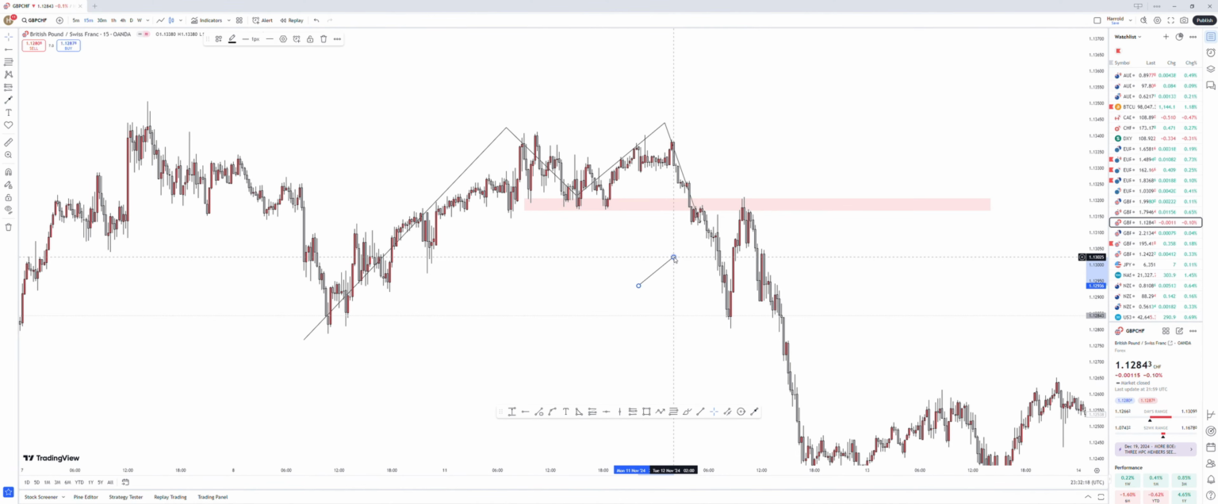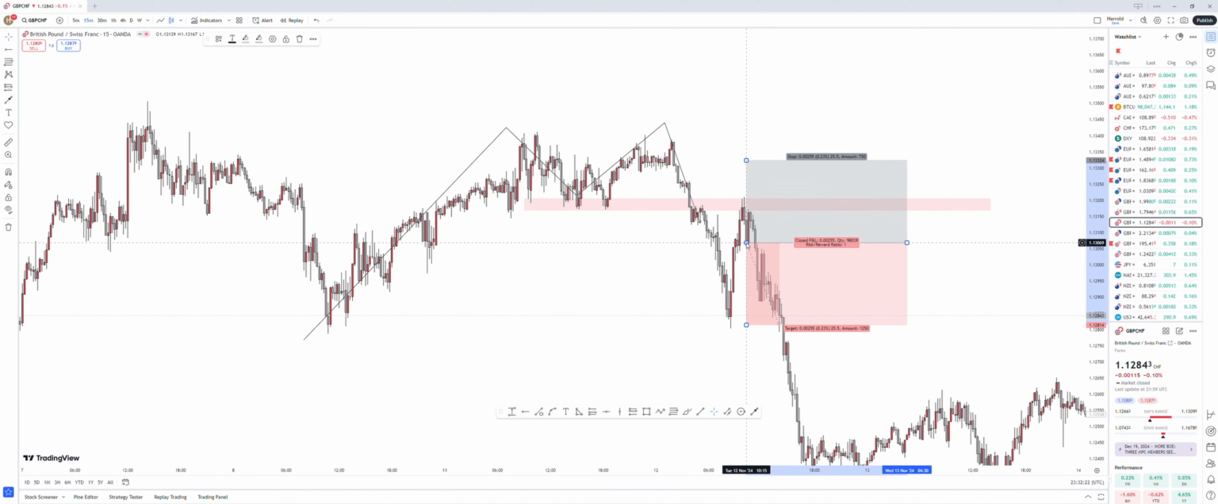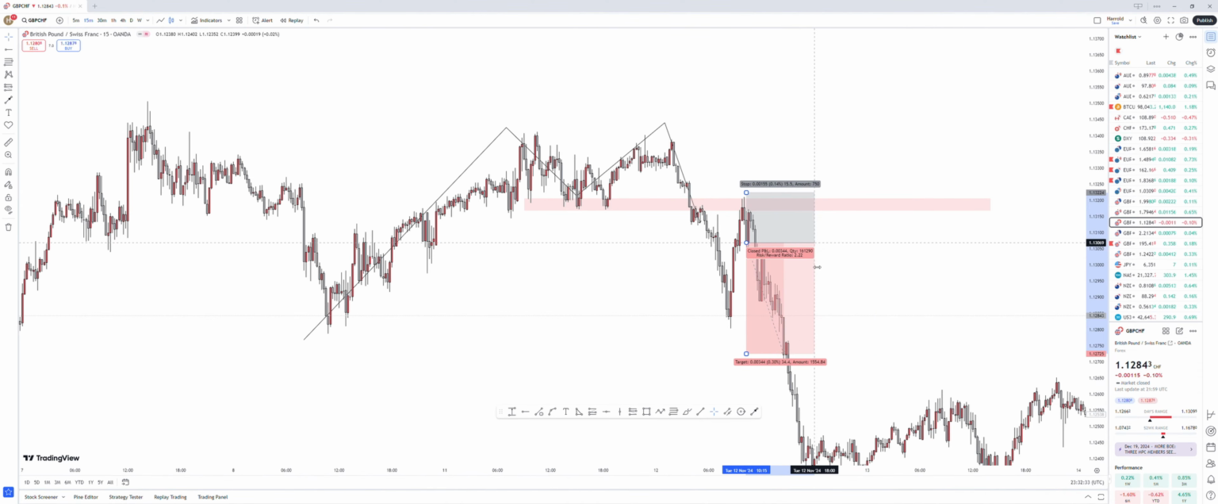So let me mark that out. Close of this candle, stop loss on top of the range, take profit looking at a 1:2, 1:3. And you can see that instantly our take profit gets hit, as easy as that. Do you understand? Let me take you guys through another example of the M pattern.